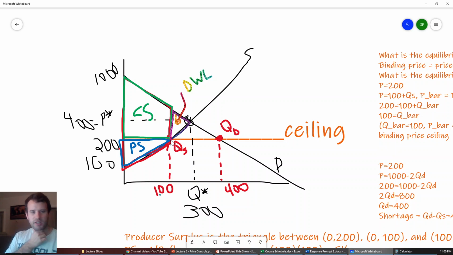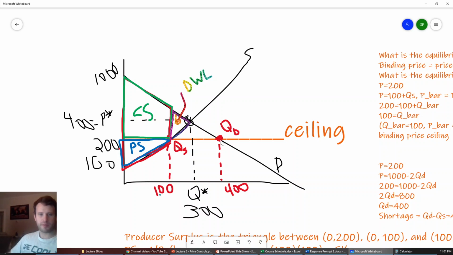If you wanted to solve for demand, which I ask you to in order to solve for the shortage, then you could find the intersection between the demand curve and the price ceiling. Just like we plugged in P equals 200 for the supply curve to find the intersection between the price ceiling and supply, we could do the same thing for the demand curve. So we solve P equals 200 equals 1000 minus 2QD. We simplified that and got that QD equals 400.